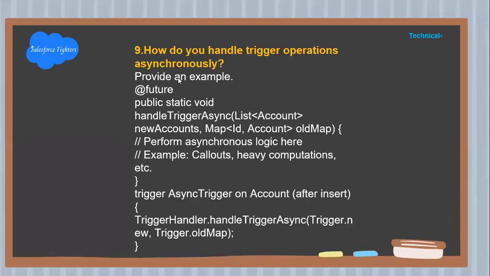Next question. How do you handle trigger operations asynchronously? Example: future. Public static handleTriggerAsync, List<Account> newAccounts, Map<Id, Account> oldMap. Perform asynchronous logic. Here is an example: callout, heavy computations in triggers. AsyncTrigger on Account after insert handles the trigger asynchronously, using Trigger.oldMap.